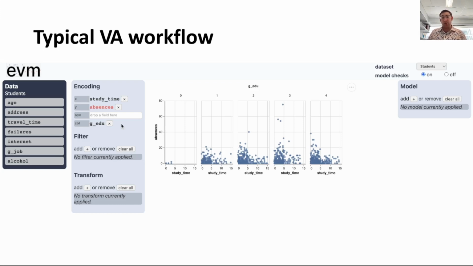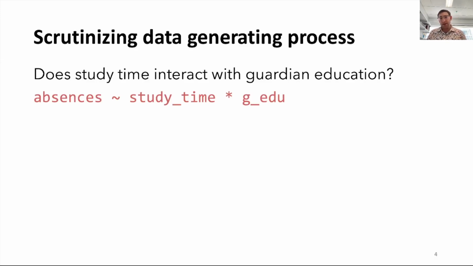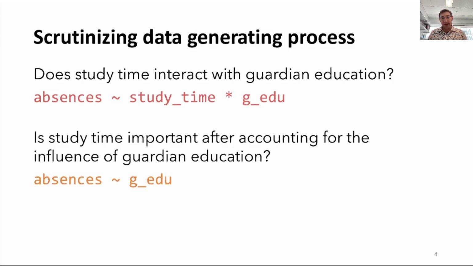This raises even more questions for Juan. Does this pattern actually reflect an interaction between study time and guardian education? Or is study time even an important predictor after accounting for guardian education? Without the aid of statistical approaches that aren't supported in most visual analytics tools, it's hard to even begin to rule out or differentiate between these alternative explanations. Yet, if one doesn't scrutinize these provisional interpretations, he may not know where to turn next in his data exploration.